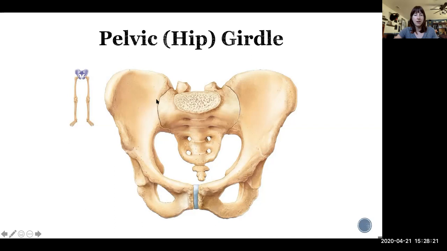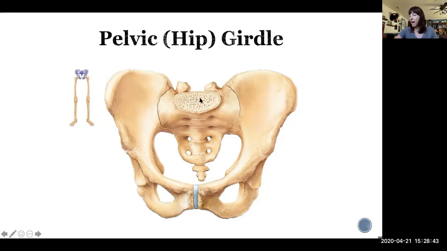Coxal bone here and coxal bone here are part of your appendicular skeleton. They are your pelvic girdle. And like I was saying, the two coxal bones of your pelvis, of your pelvic girdle, are held together into the axial skeleton right here at the ala of the sacrum.